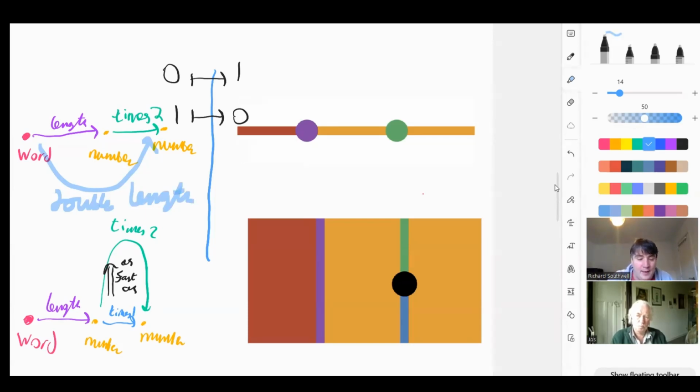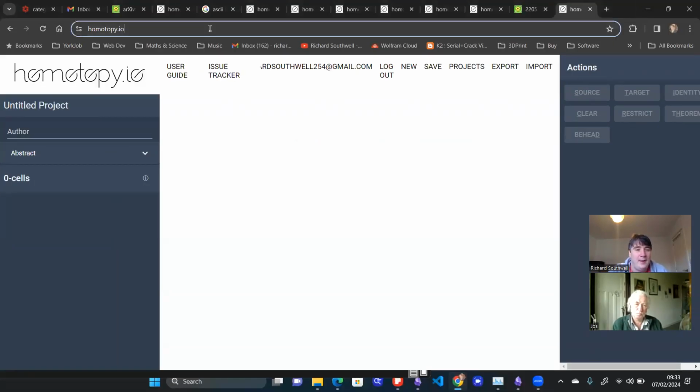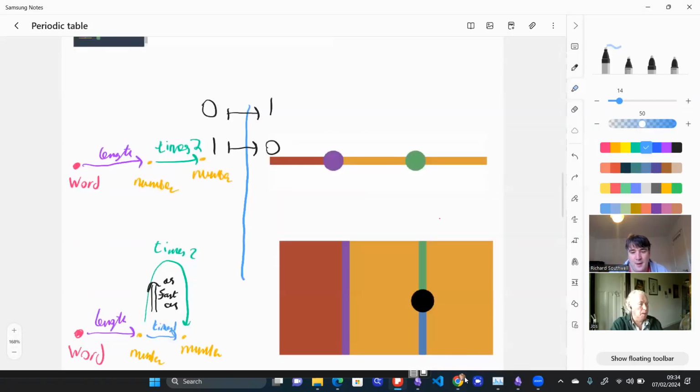So let's see how we can encode this in Homotopy IO. All we have to do, and I'd encourage anyone to follow along, is start it yourself as well. I have an extra screen. What we really want to do is to visualize this kind of information.